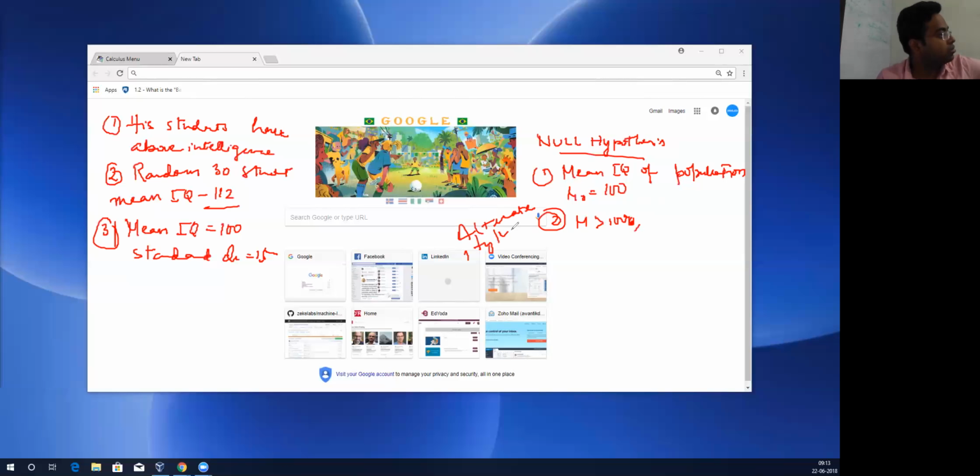Okay, so this is the alternate hypothesis. Let's see which one. Either we prove this or we disprove this. If we disprove this one, then this one is correct. If you cannot, this one is wrong. Now let me plot the data.